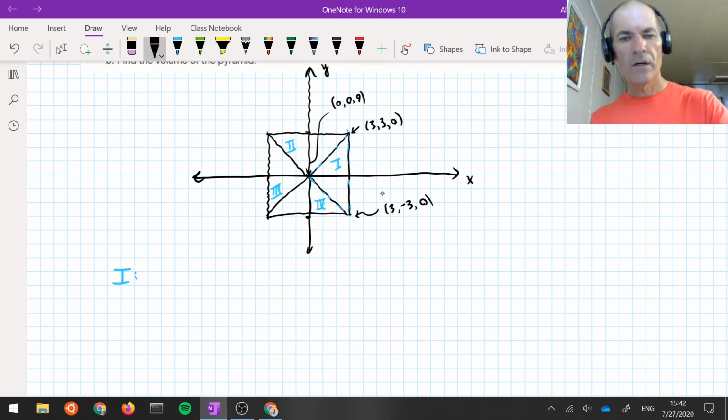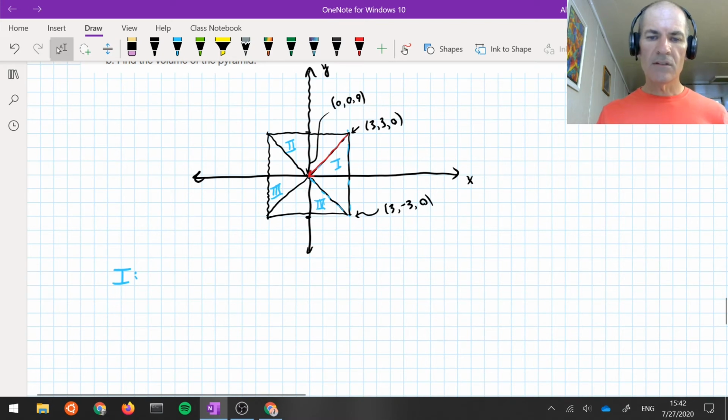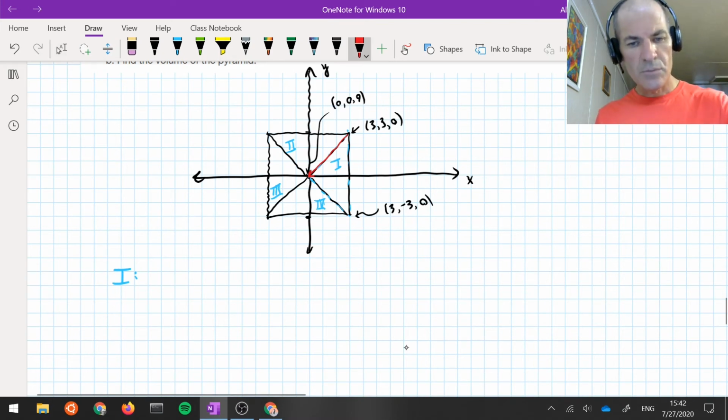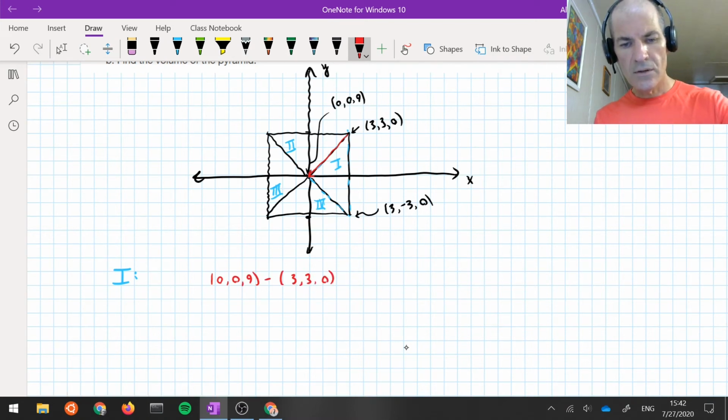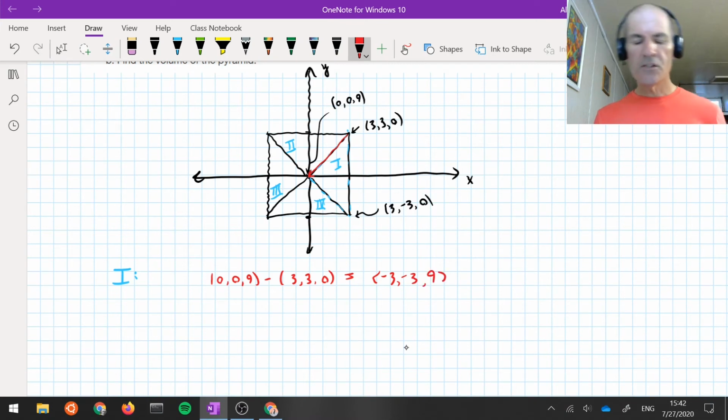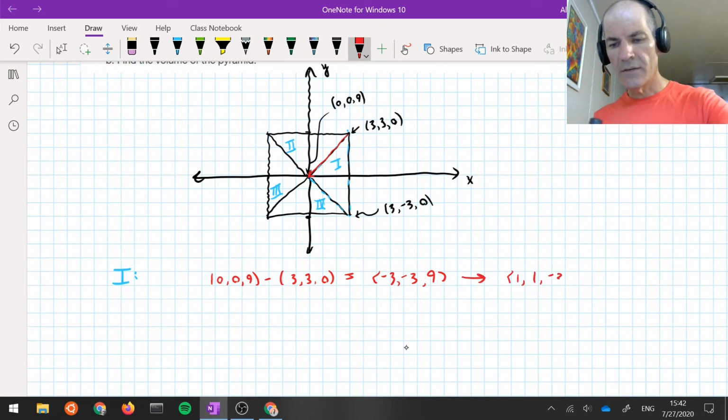Let's do that. We're going to compute, first of all, the displacement vector from this point on the base up to the peak. That displacement vector is going to be 0, 0, 9 minus 3, 3, 0. Doing that subtraction, we get the vector negative 3, negative 3, 9. And since we only care about the direction of this vector, we can move quickly to 1, 1, negative 3, like that.